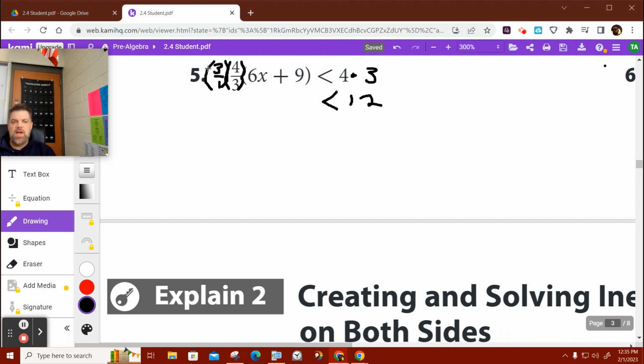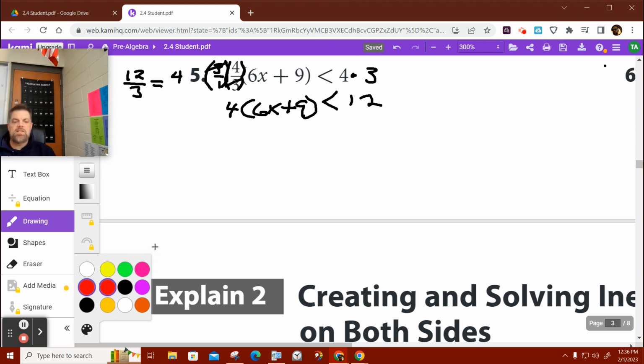When I multiply by 3 and then I divide by 3, they kind of cancel each other out. But you could think of it like this. What's 3 times 4? 12. And then what's 1 times 3? 3. What's 12 divided by 3? 4. So this 3 cancels with this 3. So you're left with 4 times the quantity 6x plus 9.